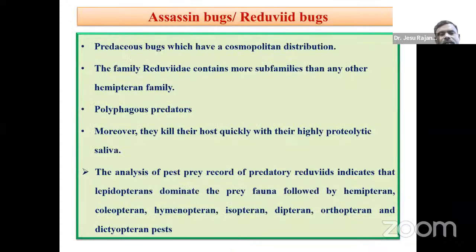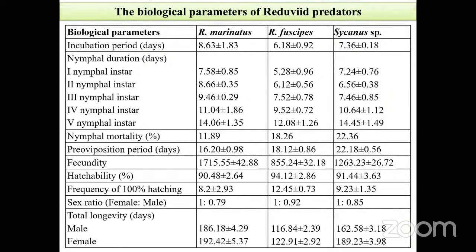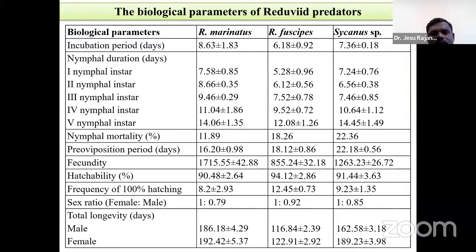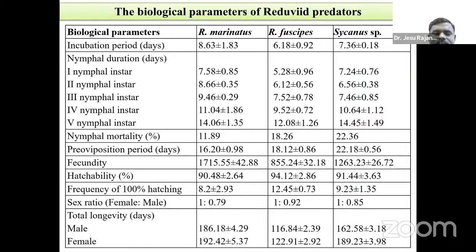Particularly for this reduviid predator, the maximum preference is for lepidopteran caterpillars. You know, this is a hemipteran insect, so it has piercing and sucking mouth parts. Basically, these three species are very common: Rhinocoris marginatus, Rhinocoris fuscipes, and Cydnocoris gilvus. These three species are very common in all ecosystems, including pulses, cereals, and vegetables.